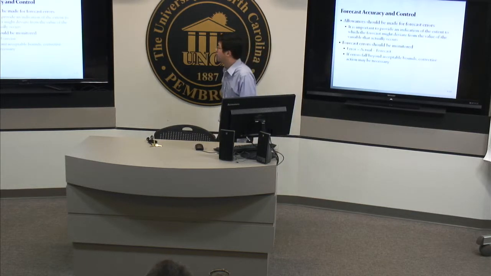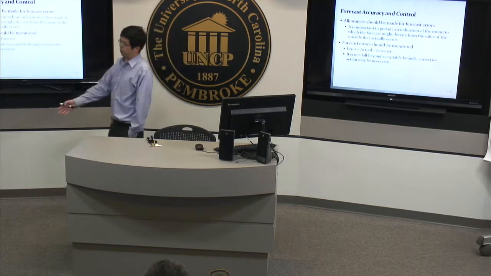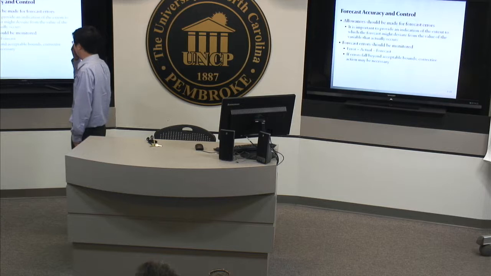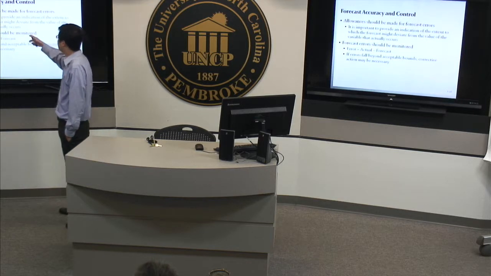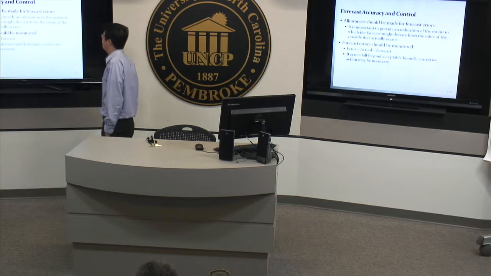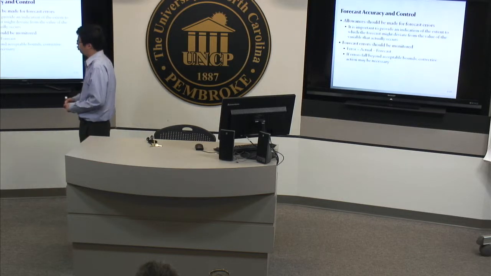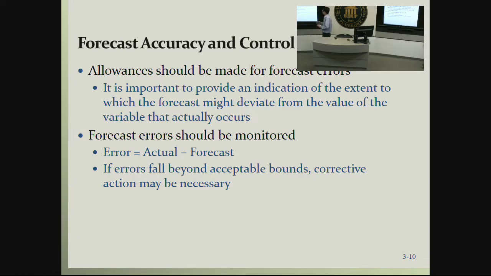Forecast accuracy. When we talk about whether it's a bad forecast or a good forecast, there must be some criteria, right? So allowance should be made for forecast error. We have to provide an indication of to what extent the forecast might deviate from the value of the variable that actually happened. Generally speaking, what is your tolerance rate? Like you have to get 90% accuracy, or only 60% is enough for you.